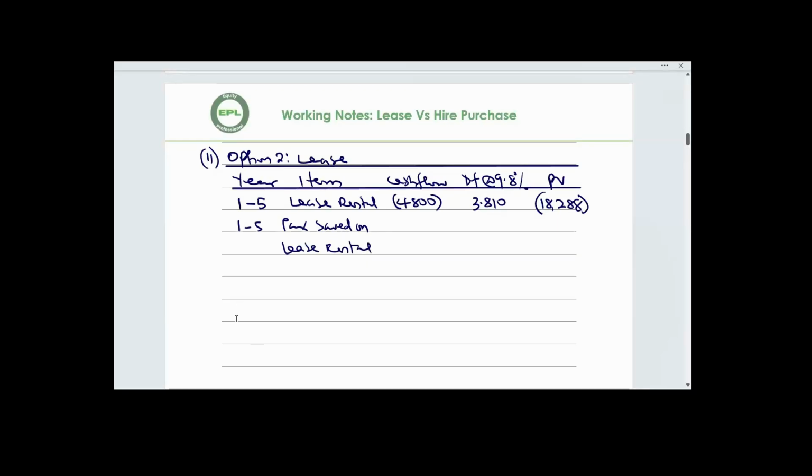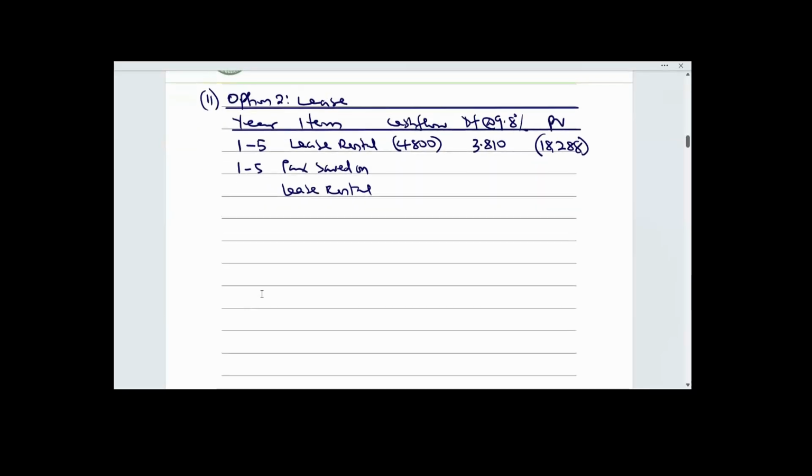Okay, to calculate tax saved, let me put it just down. Tax saved on lease rental is calculated as the lease rental multiplied by the company tax rate.